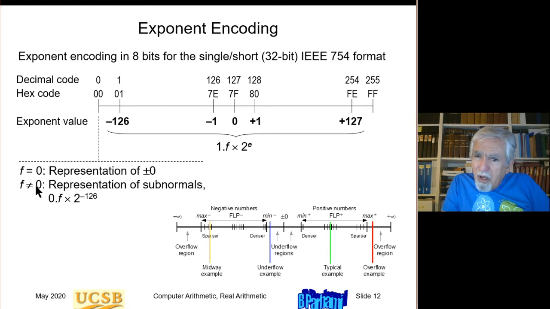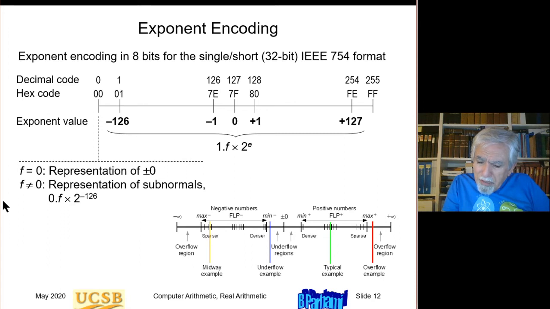And if f is non-zero, then those are representations of subnormals. These used to be called denormals, but now the modern term is subnormals. And these numbers are 0.f times 2 to the minus 126. In other words, there's no hidden 1 anymore. So that special code, when it appears in the exponent field, means the exponent is still the most negative exponent, but the fractional part is a true fraction. There's no hidden 1 there.